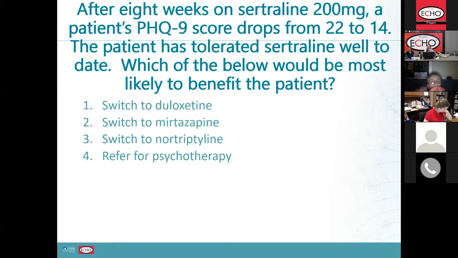Good. So you've got a partial response. So the medicine is doing something. And so which of these options would augment the depression response? And referring for psychotherapy is a good antidepressant medication augmenting treatment.